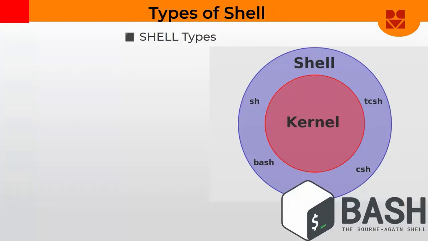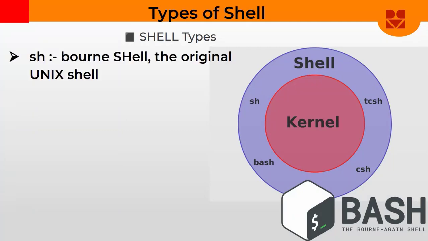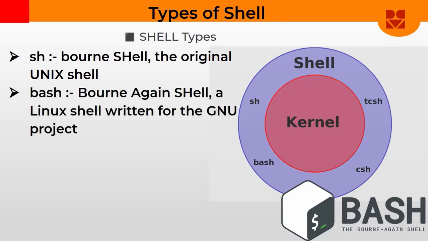Okay. Now looking at the shell types, we have the Bourne shell, which is the original Unix shell, but then we said Unix was expensive in our previous video. And then we have Bash, the Bourne Again shell. This shell was created by the same person, Bourne, but it was originally created for the Linux operating system, and it is part of the GNU project, so it's part of the GNU utilities, right?